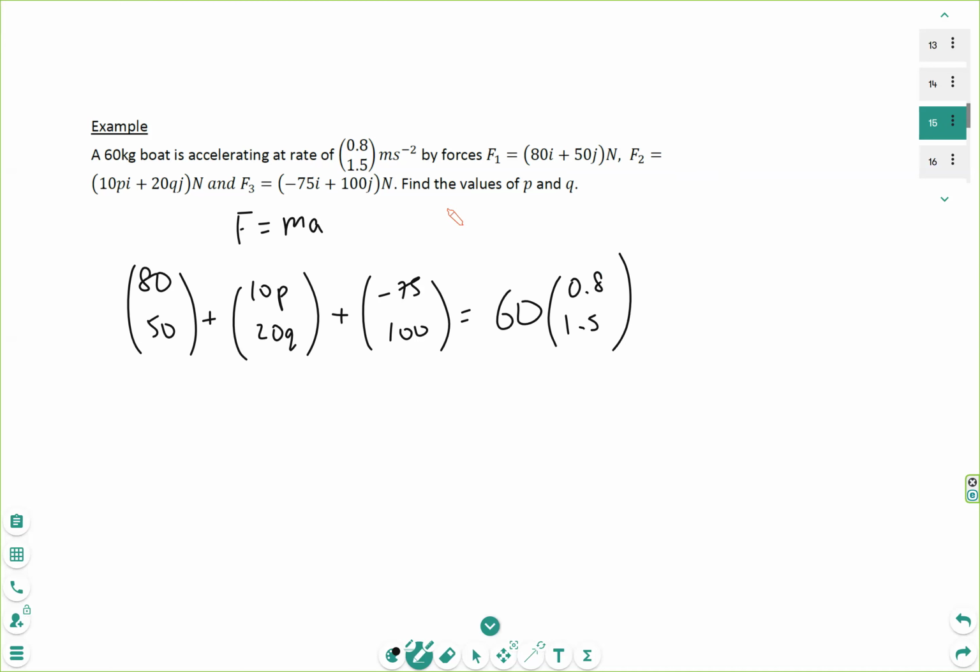So F equals ma. On the left hand side, let's simplify this by adding all the terms on the top row. 80 minus 75 is 5. So 5 plus 10p. For the bottom, 50 plus 100 is 150 plus 20q, which equals, if you expand the bracket that way, 60 times 0.8 is 48. 60 times 1.5 is 90.